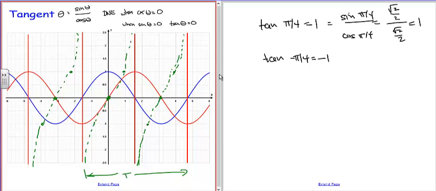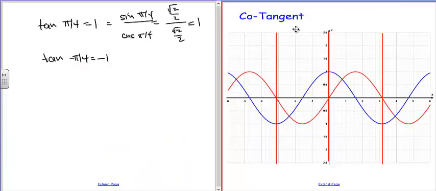We'll come back and talk about transformations for this one particular function. But first let's look at the other functions. The cotangent is very similar, except the vertical asymptotes now occur when the sine is 0, because remember the cotangent of theta is the cosine of theta divided by the sine of theta. So we have vertical asymptotes when the sine of theta equals 0.